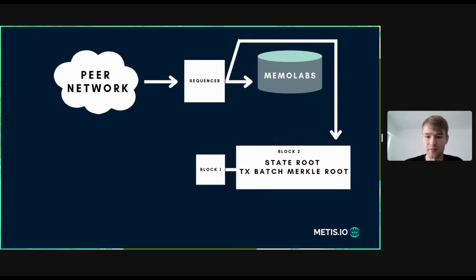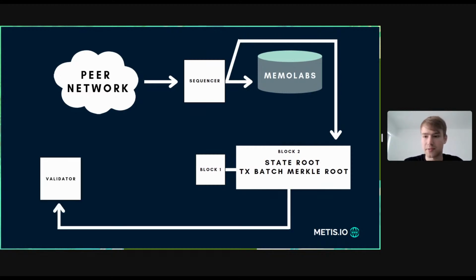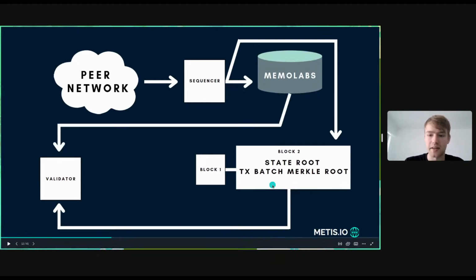So right down here, this is layer 1. We have this 2-block blockchain, but in this case, this is layer 1. The data gets posted to Memo Labs. The state root and the transaction batch Merkle root get posted to Memo Labs, and then they also get posted to layer 1. Afterwards, a validator comes into the system. They download the transaction batch Merkle root as well as the state root, and they attempt to find the transaction batch Merkle root from Memo Labs storage.